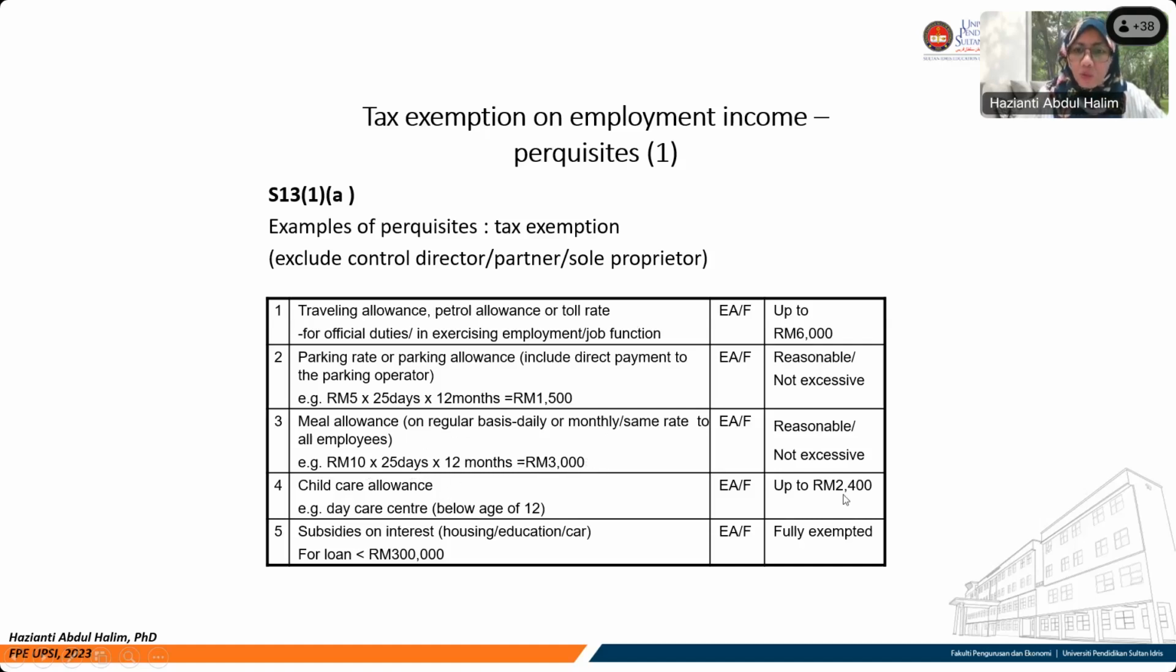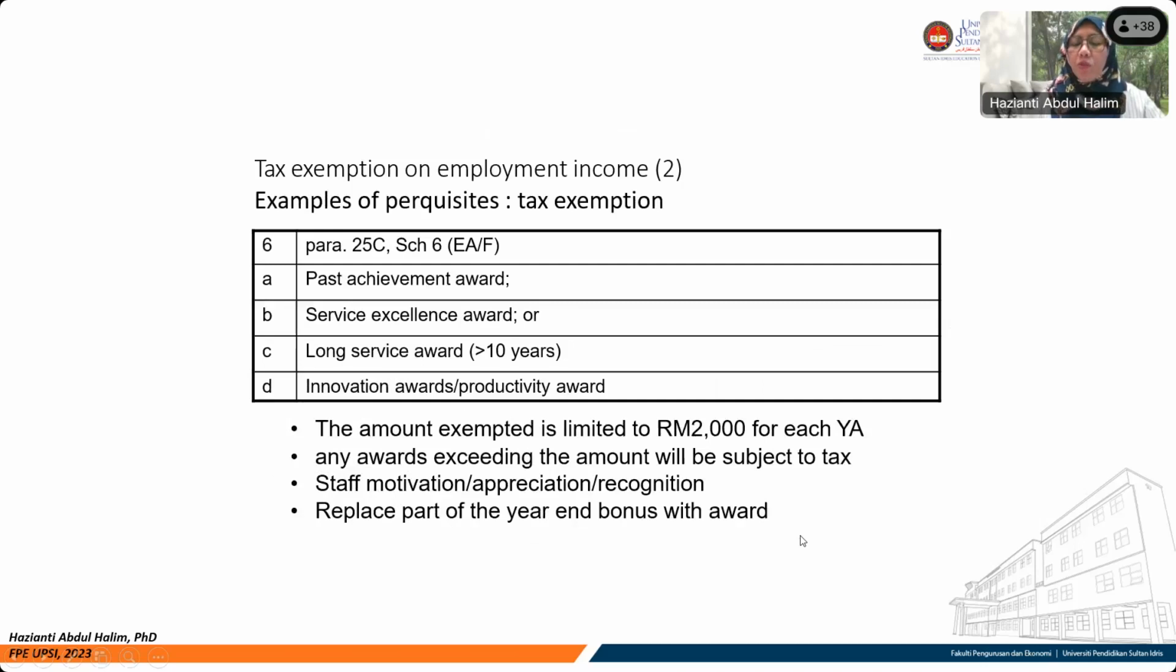Childcare allowance up to 2,400 and subsidies of interest. If you purchase a house and the company gives you a loan of less than 300,000, the company will give you subsidies to pay your housing loan. And the subsidies on the interest portion is also fully exempted. So basically, if you do not know how to maximize the perquisite, you don't know. If you know that you can get this allowance because you can get exemption, don't not take it, or you get other allowances that don't get exemption.